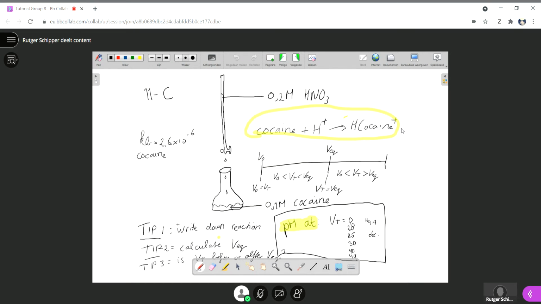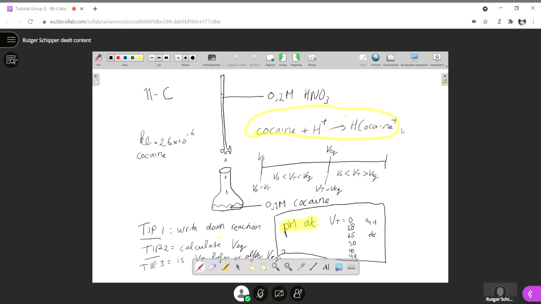Then you want to calculate the equivalence point of the volume that we add. I'm assuming you can all do this. It's also very important for the experiments on the practical. But if you have any difficulties, just let me know. We can discuss it nonetheless.